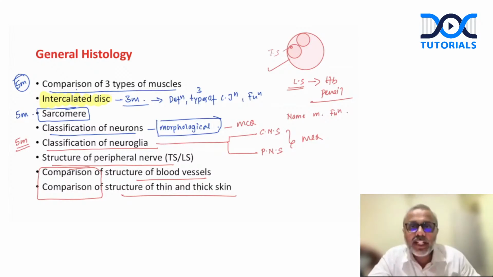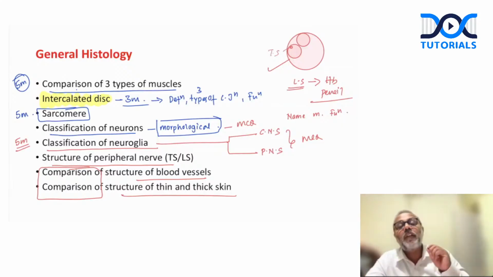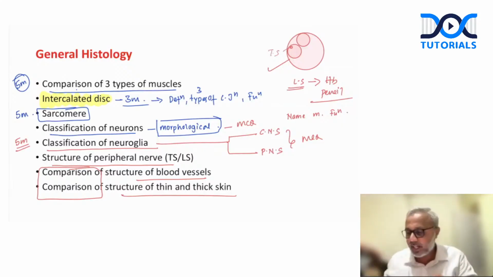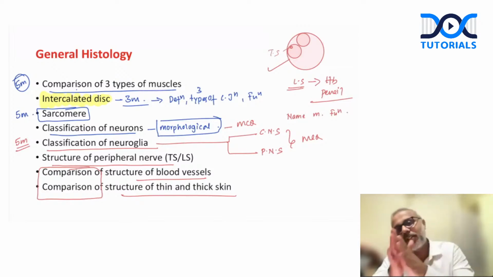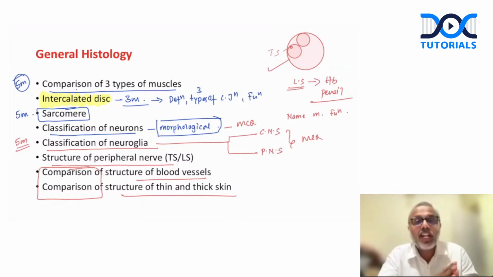When it comes to thin skin and thick skin, I'll tell you, when it comes to your practical exam, as a student, even I was stressed. The examiner will definitely confuse you with the location of the thin skin and thick skin, right? So thin skin, where is it found? The thin skin is found in the entire body except the palm and soles. Then comes hairy skin and non-hairy skin. This is where they'll try to confuse you.